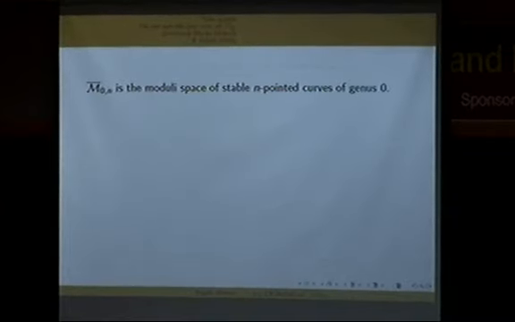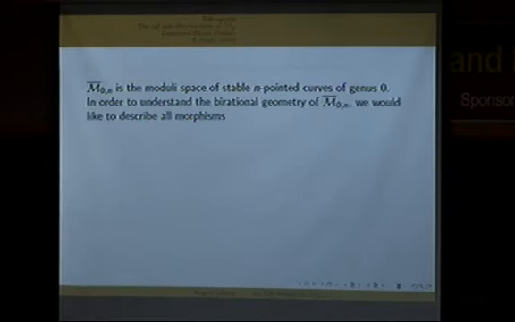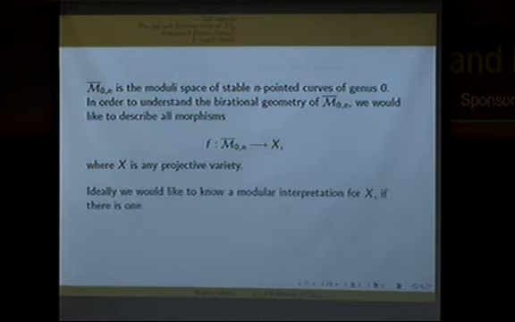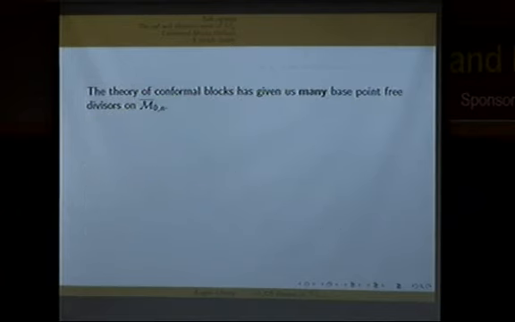Okay, so M0N is the moduli space of stable n-pointed curves of genus 0. And we're interested in understanding the birational geometry of the moduli space. So we want to understand all the morphisms from M0N to any other projective variety. And ideally, we'd like to know any kind of a modular interpretation for the image variety if it exists. Okay, so such morphisms are given by base point free divisors. And the theory of conformal blocks gives us a lot of base point free divisors on M0N. So I'm going to tell you about those today.